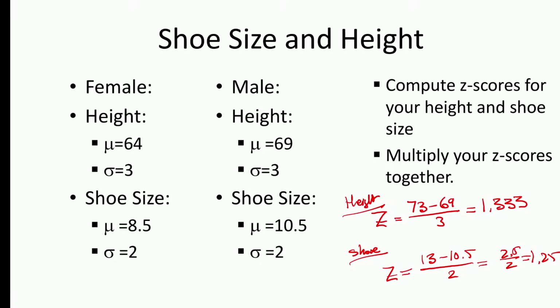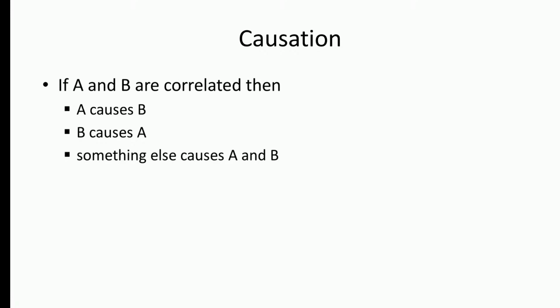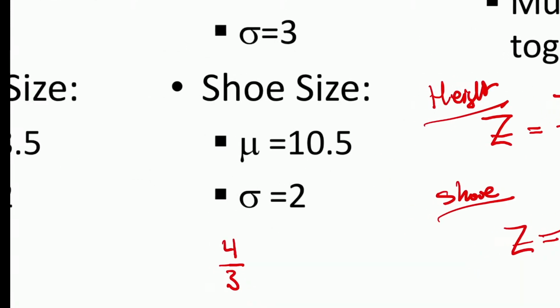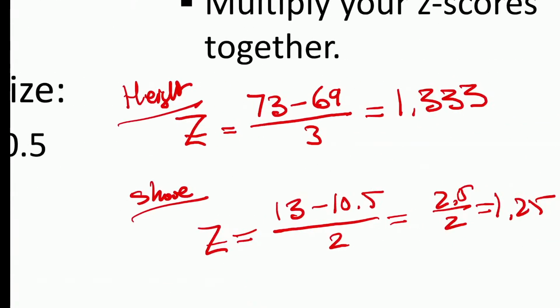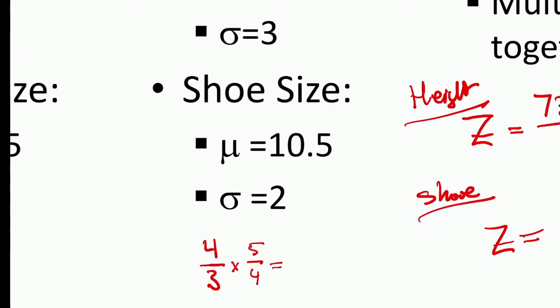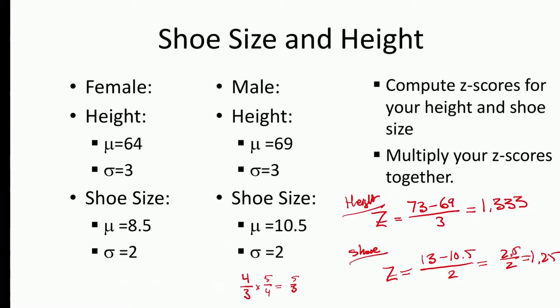So here's mine, just so you can see. I'm going to have to do this as fractions. So I have 4/3 for my height z-score, and then it was 5/4. Multiply those together, and I have 5/3. And that's my product of z-scores.